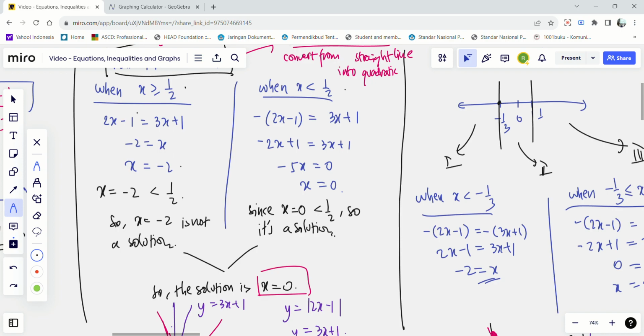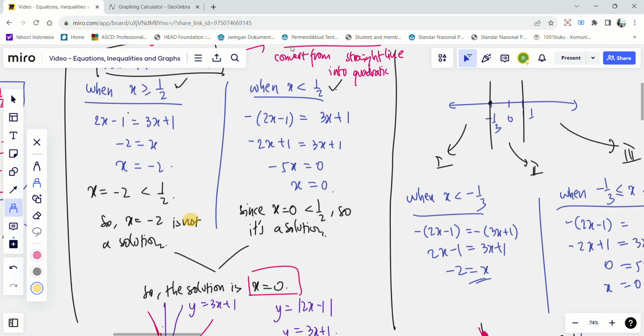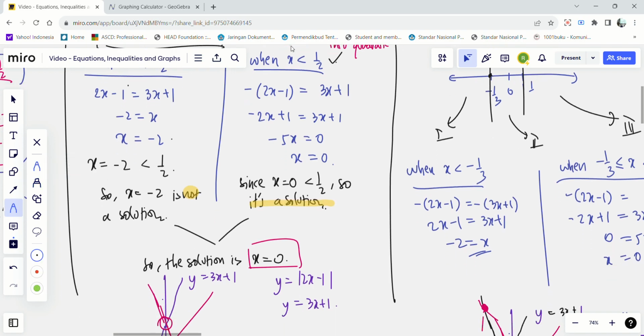You have to check against the domain that you have. Is it really true that x equals -2 is more than or equal to half? Turns out it's no. You see here, right? Turns out it's less than half. So that's why x equals -2 is not a solution. The same check applies when x equals 0. Is it really true that x equals 0 is less than half? Since it's a yes, it is a solution. So by having these two checks, we can be sure that x equals 0 is the only solution that we have for this case.